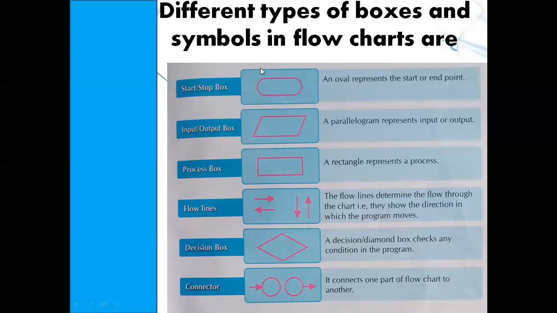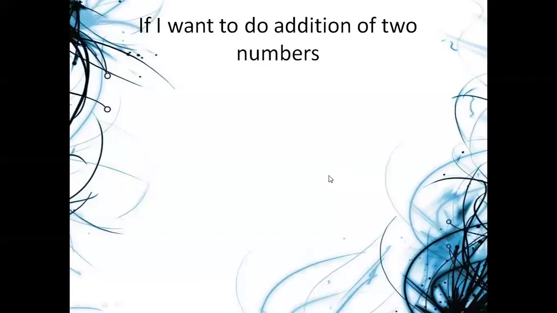So here comes one small recap of this page. First one is the start box. Second one is the input output box. Third one is the process box. Fourth one is flow lines. Then decision box and connectors. So this is very important. You should know these boxes properly, and only then can you convert an algorithm into a flowchart properly. And if you convert properly, then by one look you will understand how the program will work. Okay, so let's move to the next page.